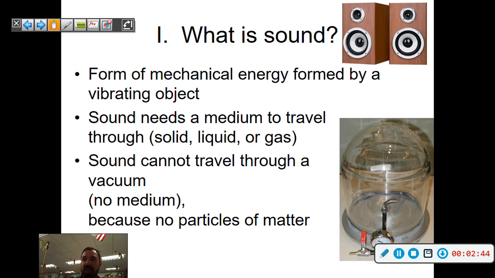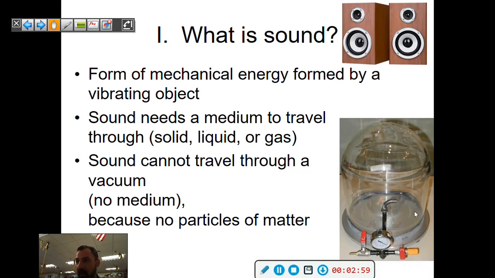Sound does not travel through a vacuum because there's no medium, there's no particles of matter for the sound to transmit or vibrate through. So they have to be present for that to happen. One experiment that demonstrates this, which I have a video of later in the notes, is called an evacuated bell jar experiment. In this experiment, they hooked this up to a pump. They sucked the air out of the jar, and in doing so, there's no medium for sound to travel, and you will not hear sound.